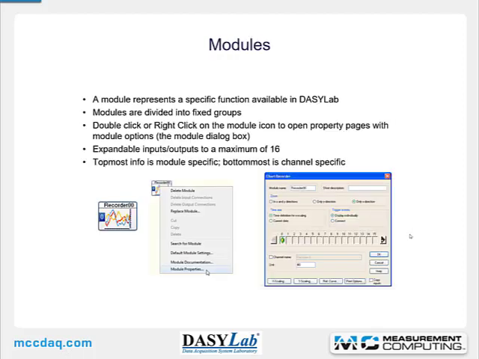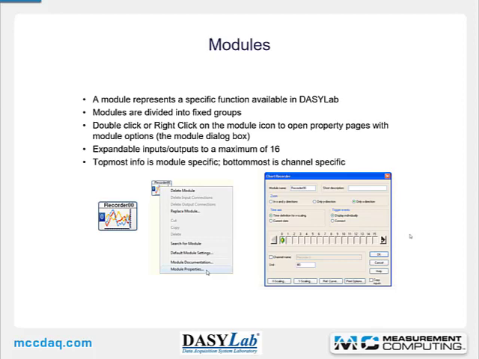So the module represents a specific function available in DASYLab. The modules are divided into a fixed number of groups. When you create a module, you can double-click on it or right-click on the module icon to open the property pages. So that's referred to as the module dialog box as I'm talking. Many modules can be expanded up to a maximum of 16 inputs or outputs. Modules fall into 3 categories: data input, output, or data processing. And then there are a couple of hybrid modules that may do a little bit of both.